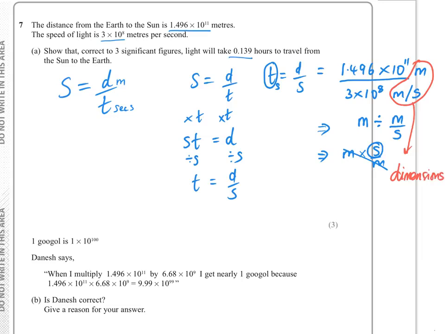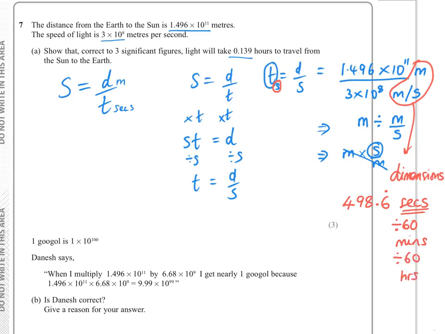So let's do that calculation first. Don't forget we want this in hours, so we've got it in seconds, so we've got to do some conversion later. So it looks as though we're going to get 498.6 recurring seconds, but we want to convert that to hours. So how many seconds in a minute? 60. So if we divide that by 60, that will get us to minutes. And how many minutes in an hour? 60. So if we divide that by 60 again, we'll get to hours.